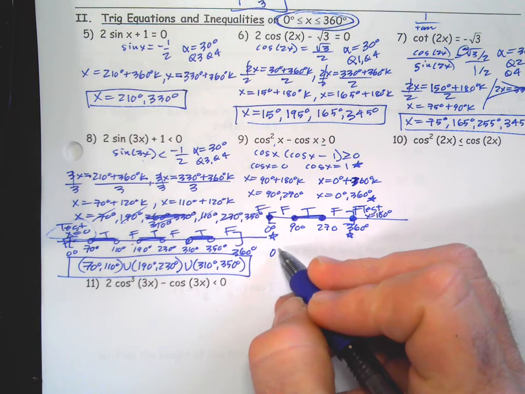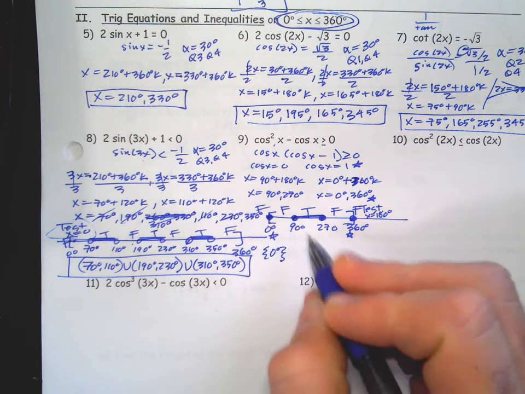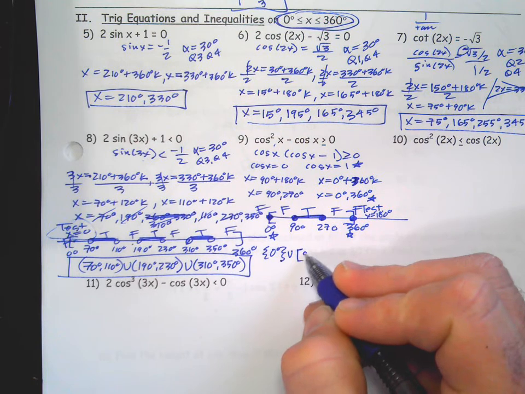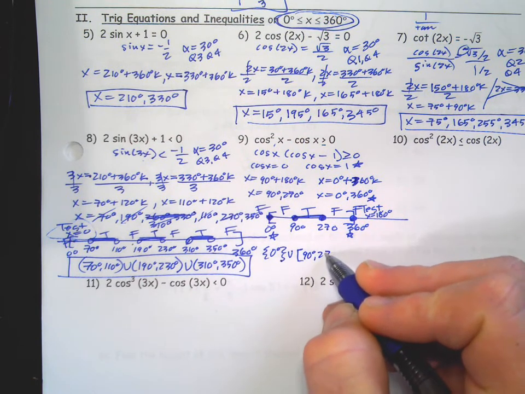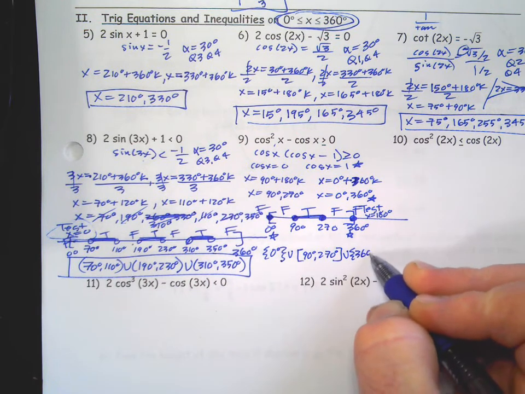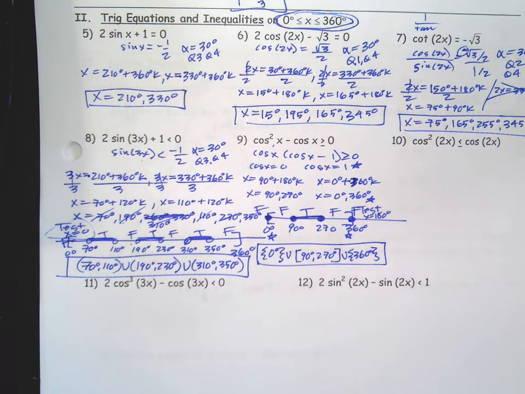Now 0 is an answer on its own. In fact, totally on its own in general, not just because of our domain issue. Bracket 90 degrees to 270, union, curly braces 360 degrees. These should be in order, left to right, like they appear on the number line. Okay, so that's your answer.